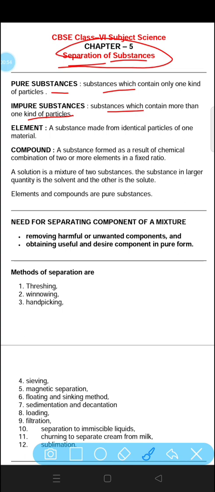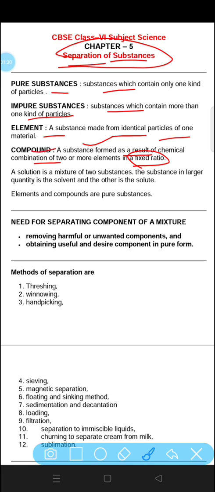Now let's see element. A substance made from identical particle of one material. If a substance is made from one single material, then it will be element. And if a substance formed as a result of chemical combination of two or more elements in a fixed ratio, then it will be compound. Means only single particle of one material, then it will be called element. And if there is combination of two or more material, then it will be called compound.